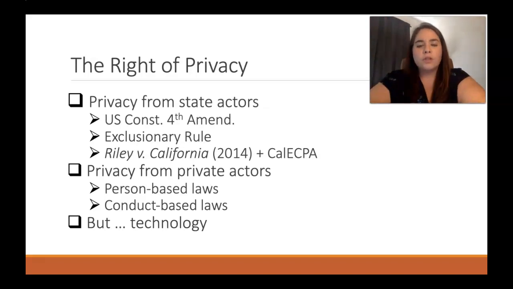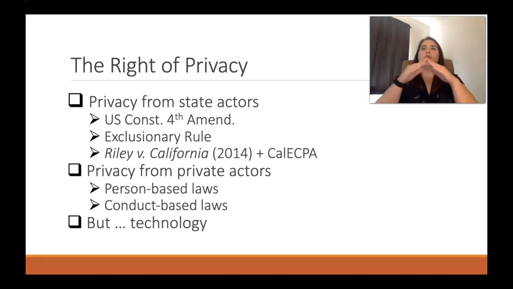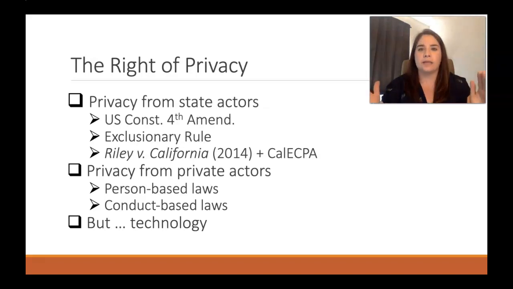No longer. So California, and we'll talk about this often enough during this class, California has a special flower, and it always likes to be different, and it always likes to be more on the cutting edge of things. So it passed CalECPA, which is the California Electronic Communications Privacy Act. And what that did was it put into place the most significant electronic communication privacy law in the entirety of the United States.